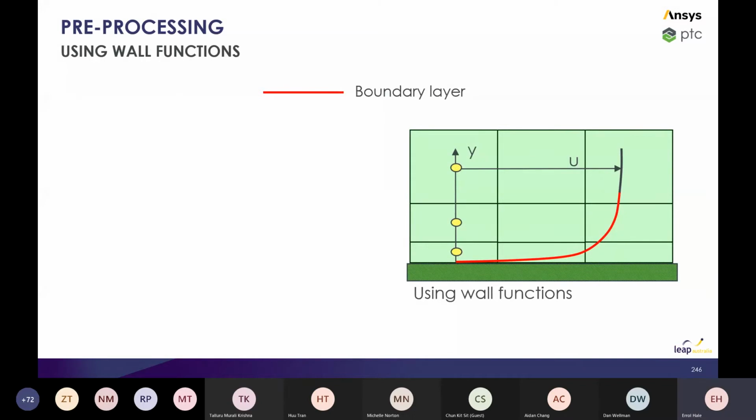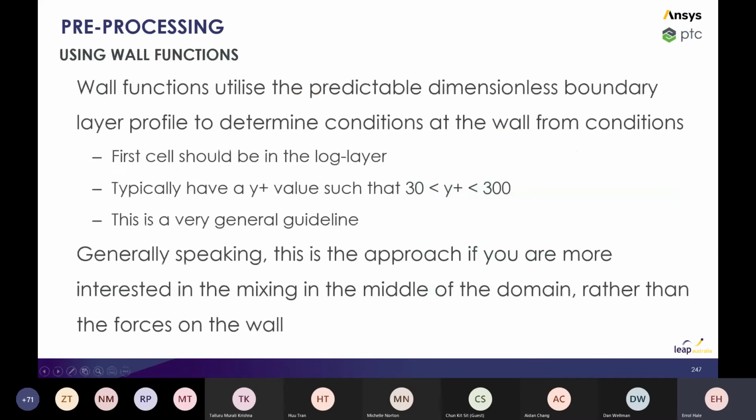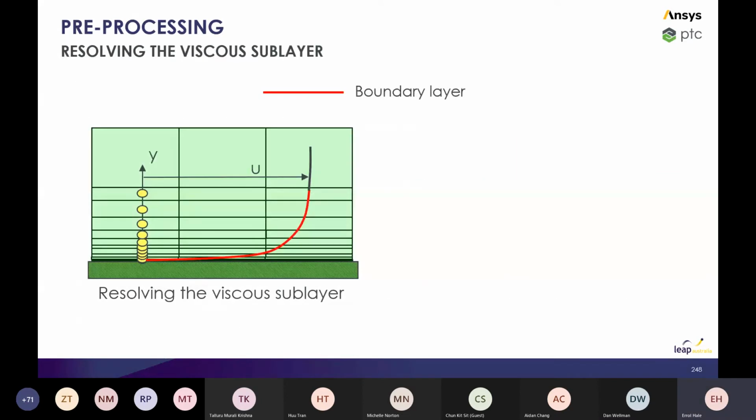So using wall functions, we're allowing the functions inbuilt into the turbulence model to do the assumptions and the calculations for us. So you can see here that we've got only a couple of inflation layers in the boundary layer, whereas if we resolve the viscous sublayer, we've got a lot more inflation layers. So this one is seen to be more accurate.